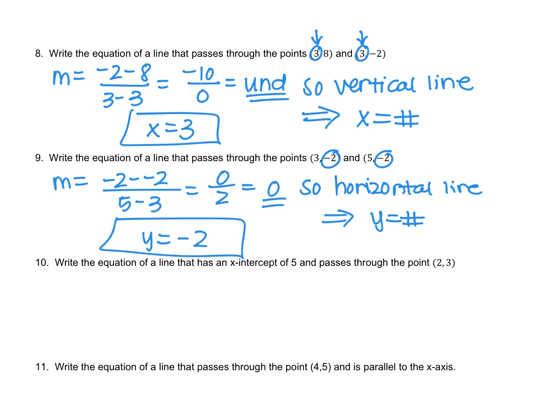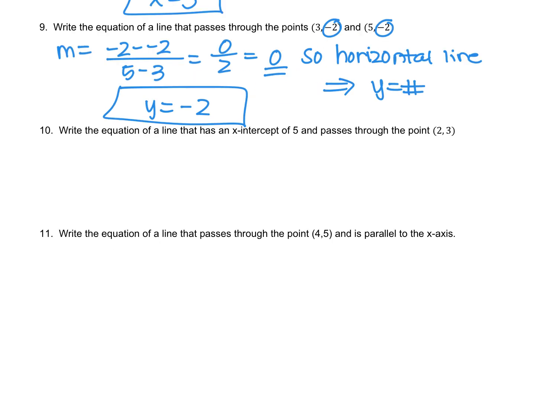If you notice the pattern before you start doing the slope, like for number 8, the 3's repeat in the x value, so that means this is going to be x equals 3. For number 9, the y's repeat at -2, so that means y is going to equal -2. If you see that pattern, you're more than welcome to jump straight to that. You don't have to find the slope, find that it's undefined or 0, and then go from there.